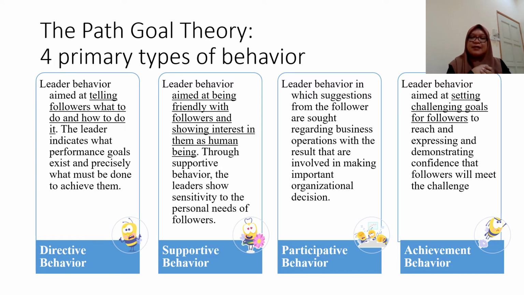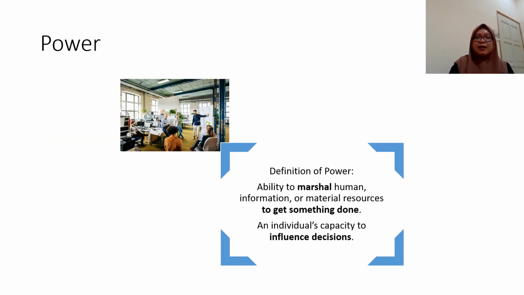Leader behavior aims at setting challenging goals for followers. So this type of leader always sets challenging goals for the followers, or for the employees. Okay, this type of leader doesn't want to just simply set very general, satisfying goals or objectives, so they always challenge their employees, so that the employees will keep moving forward and improve their performance in order to achieve the goals of the organization. Okay. So with that, we've ended all the leadership theories.